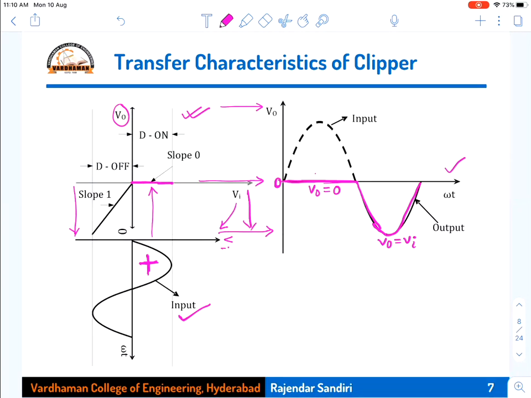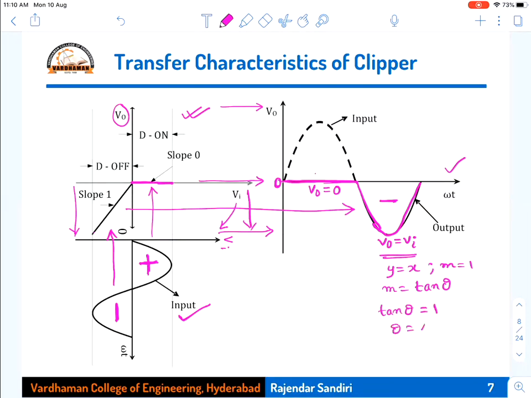Next, coming to the remaining portion, the negative cycle of the input. For the negative cycle of the input, if you project it onto the actual transfer characteristic plot, what will be the output voltage? The output voltage is the same as the input voltage. Same means it just has slope 1. Output voltage is same as input voltage means V0 is equal to Vi. V0 equals Vi means Y is equal to X. Y equals X means the slope is 1. Slope is 1 means M is equal to tan theta. So tan theta is equal to 1, which means theta is 45 degrees.